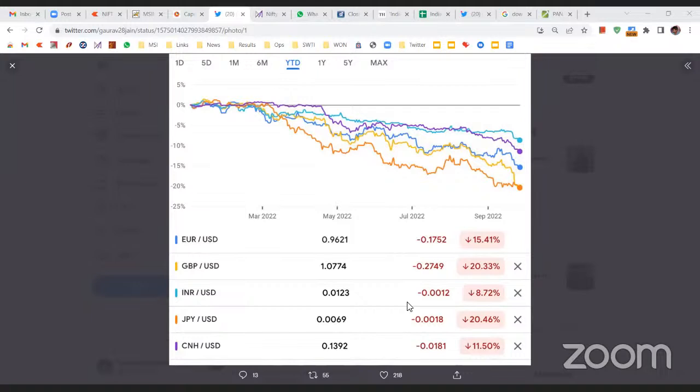We have very good forex reserves. Even after spending $100 billion, forex reserves are around 540 billion dollars. So RBI has a good cushion to give support to the rupee in these turbulent times. So there is no need to panic overall. That is the point I wanted to make.